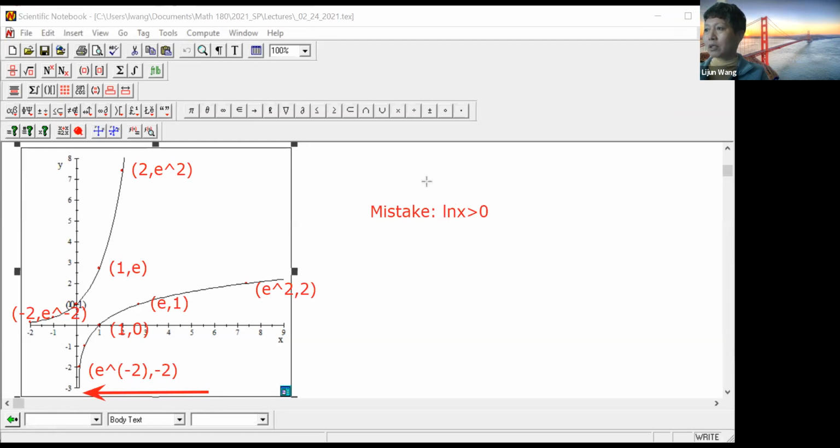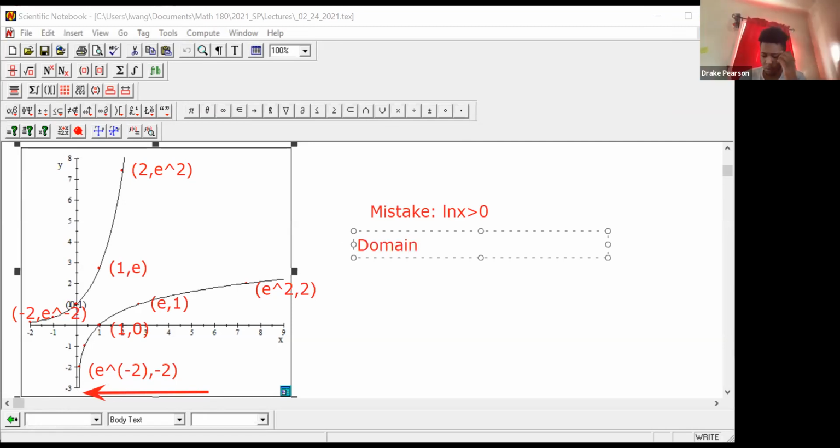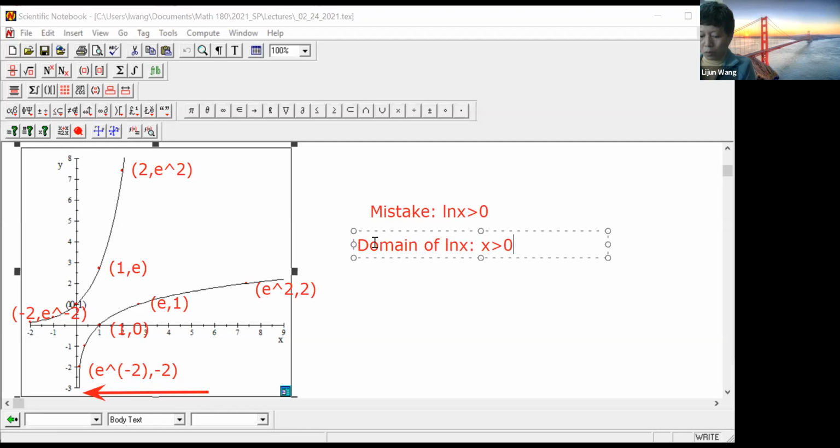So now I'm going to put this over here. Domain of ln x: x must be positive. And what is the range?